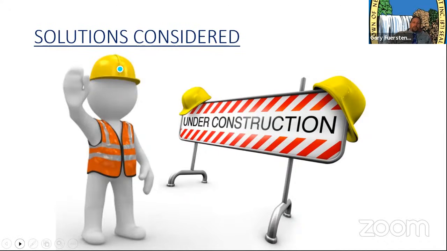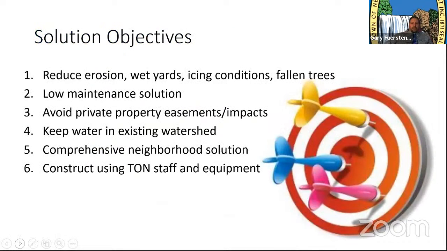We talked, there's 4 solutions that we evaluated, that we considered. Next slide. The objectives of the solutions were to reduce erosion, reduce water in the neighbors' yards, reduce icing conditions, and reduce fallen trees. Any solution that we come up with must be low or no maintenance. We'd like to avoid private property impacts and easements on private properties for any sort of design, maintenance, construction, and so on. We want to keep the water in the existing watershed. I'll get into why that's important a little bit later on.